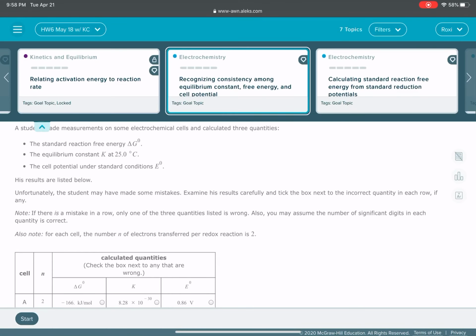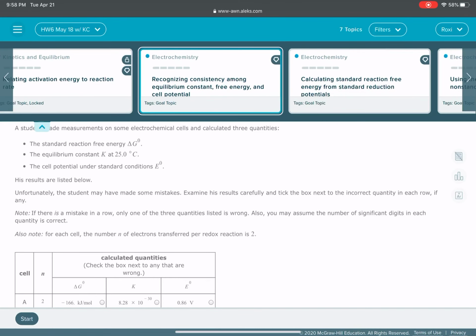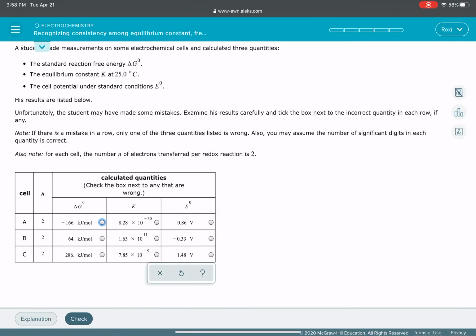Let's take a look at this ALEKS problem, recognizing consistency among equilibrium constant, free energy, and cell potential. So in this problem, it tells you that there's a student that is taking some data, 3 sets of data, A, B, and C, and it is asking you if the data makes sense or not, if anything is wrong. So let's take a look at how we're going to approach this problem.